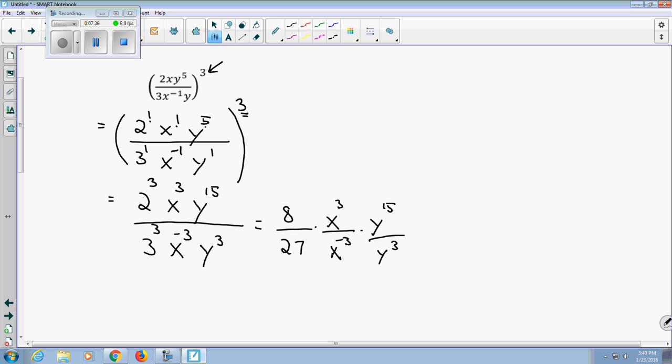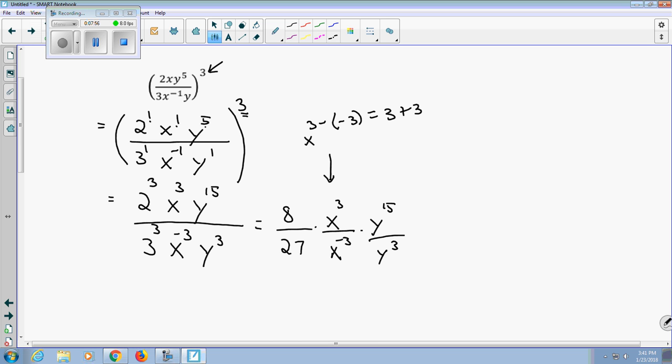I think the last 2 fractions will be straightforward, but if we look at this one here and we're thinking about how we subtract the exponents, it's going to be x cubed minus a minus 3. So actually those two are going to be added together. That's going to be 3 plus 3, which is 6.